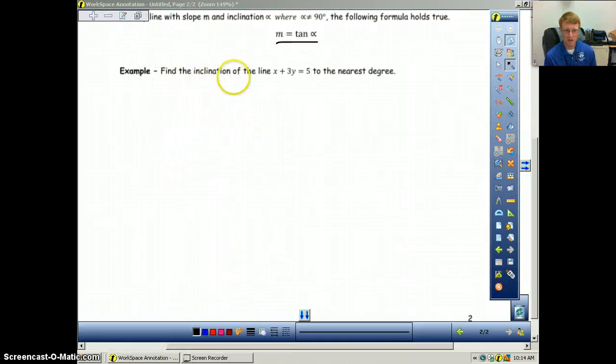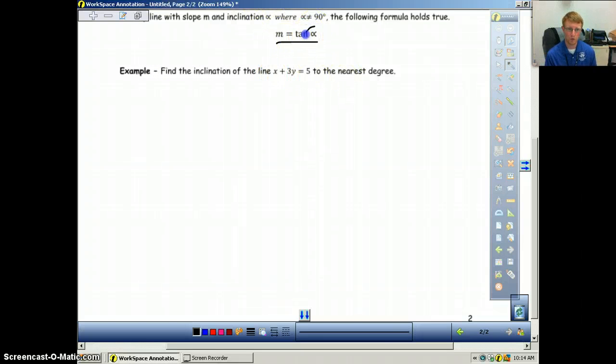It says find the inclination of the line to the nearest degree. Well, up here then, what we're looking for is the inclination, but what we have to do is figure out what the slope of this line is. So how do we figure out the slope? We use algebra. We're going to isolate our y. So that's going to be 3y equals negative x plus 5. I'm minusing x from both sides. And then we divide both sides by 3. So we end up with y equals negative 1/3 x plus 5. So the slope of our line is negative 1/3.